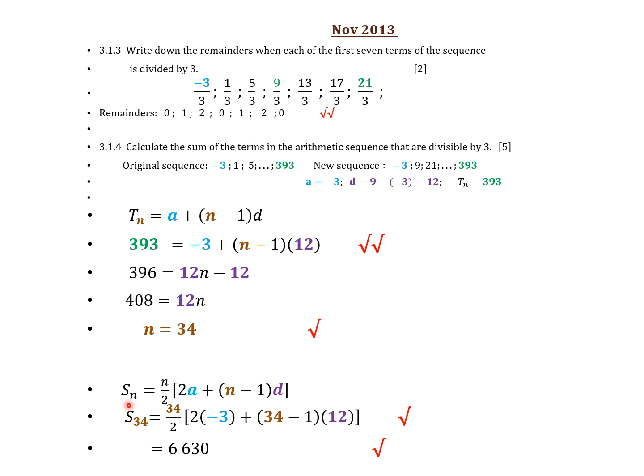Right, so we want the sum of the terms, so we want the sum of 34 terms. So Sn equals n over 2, 2a plus n minus 1 times d. A being -3, d being 12. 34 minus 1, 34 divided by 2, and if we simplify, 6,630. So 1 mark for correct substitution, 1 mark for final answer.